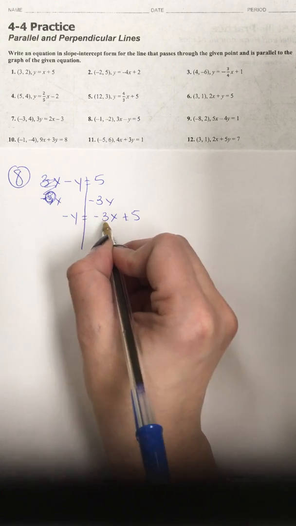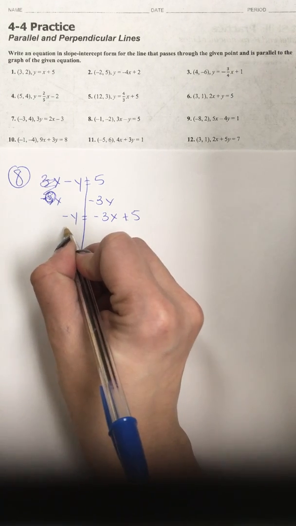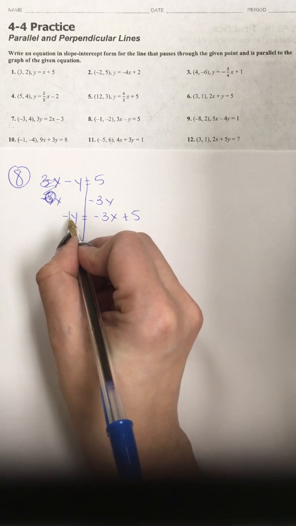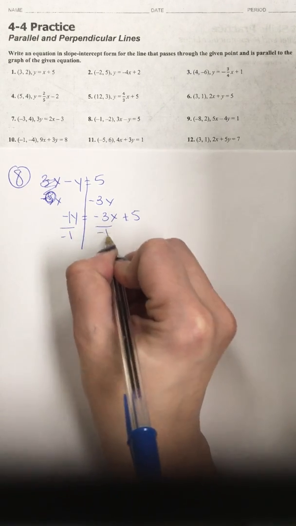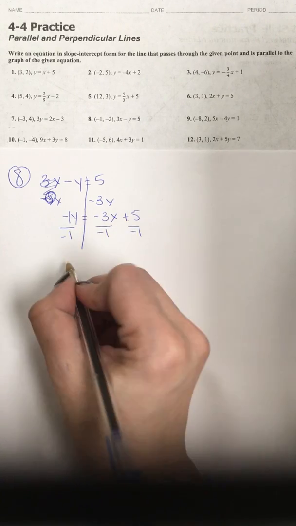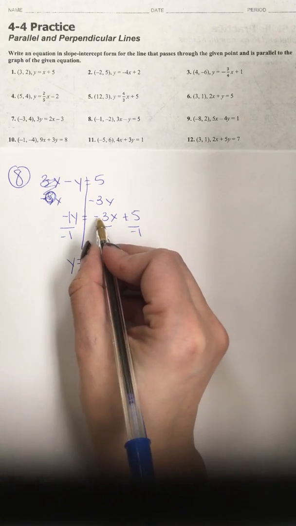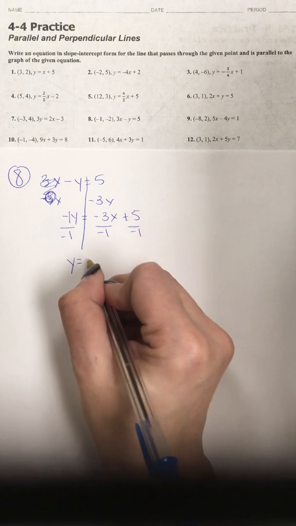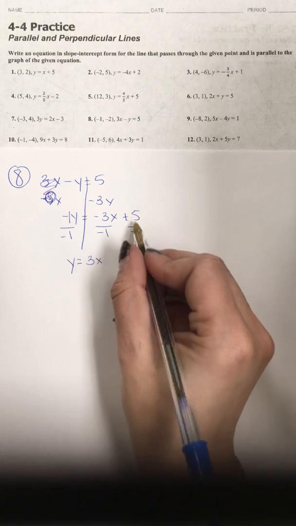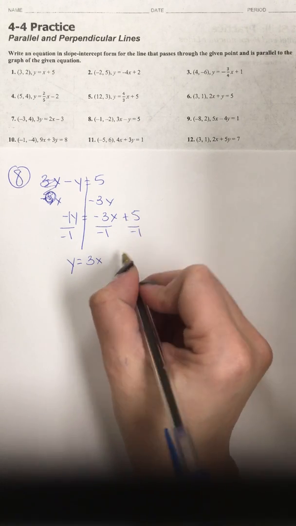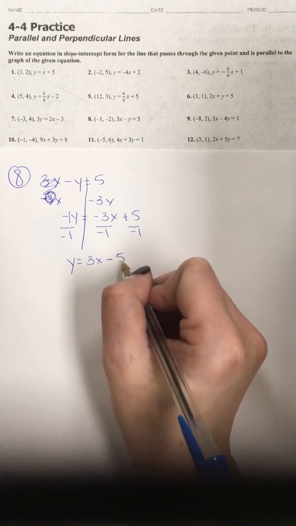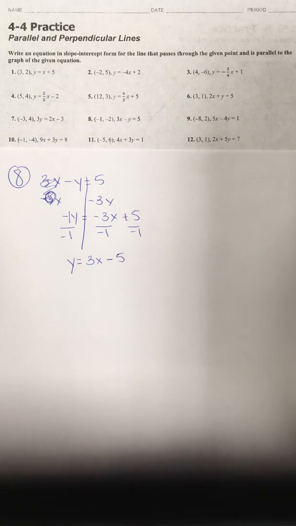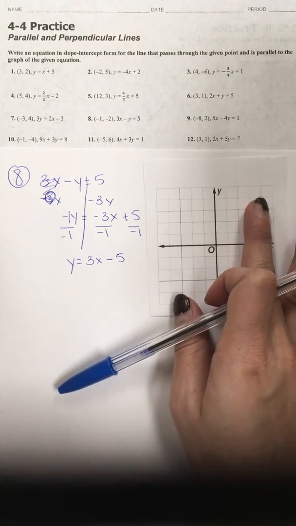Now, in y equals mx plus b, it's a positive y. So there's an invisible negative 1, and I can divide the whole equation by negative 1 to get my y to be positive. A negative 3 divided by a negative 1 is just a positive 3x. Positive 5 divided by a negative 1 is a negative 5. So now I have the equation of my original line, which I could graph if I wanted to.